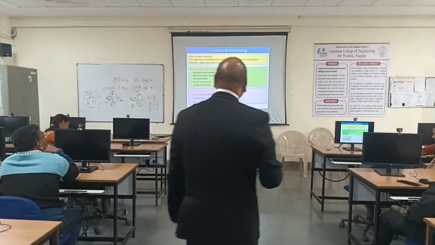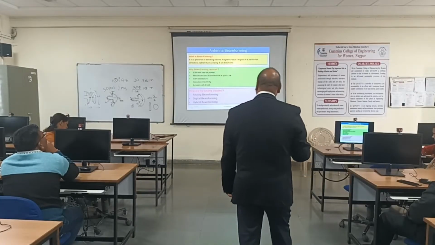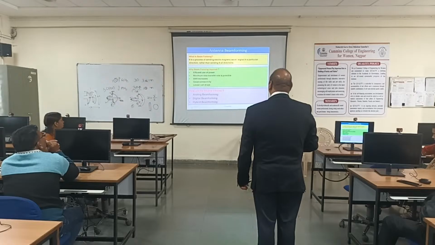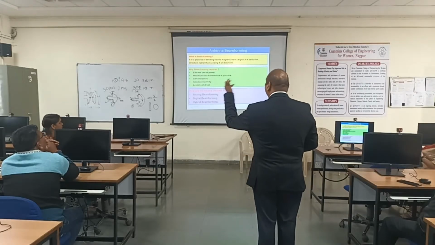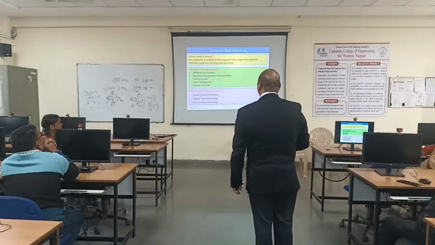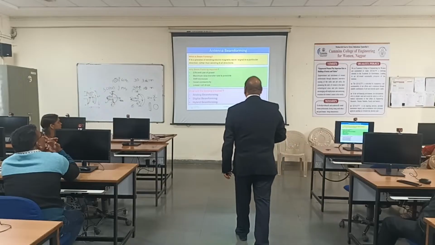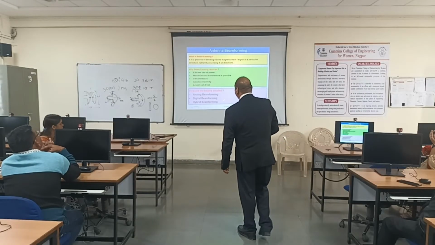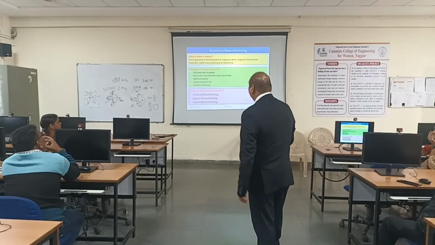Then why is beam forming required? Efficient use of power, use of spectrum, maximum data transfer, SNR to be increased, this noise to be minimum, because SNR means signal to noise ratio. Then good connectivity also. How are the beams created? Three types of technique: analog beam forming, digital beam forming, and hybrid beam forming. Next.